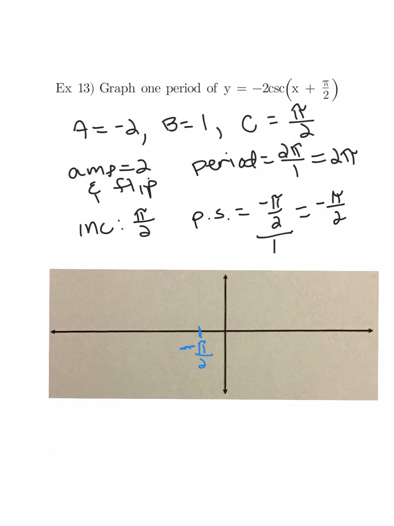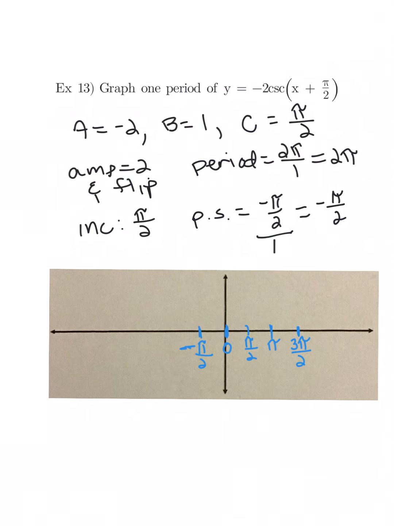For our second mark, we're going to do negative pi over 2 plus pi over 2, which is going to put us at 0. So we will have a mark on the vertical axis at 0. That's our second mark. Add pi over 2 to 0, you're going to be at positive pi over 2. For mark 4, we need pi over 2 plus pi over 2, which is pi, or 2 pi over 2. Add 1 more pi over 2 to that, you're going to be at 3 pi over 2.